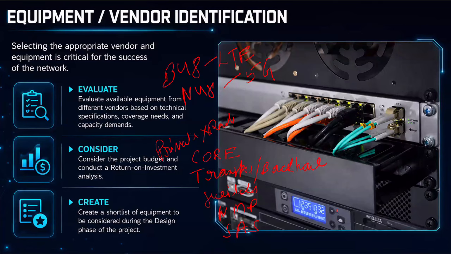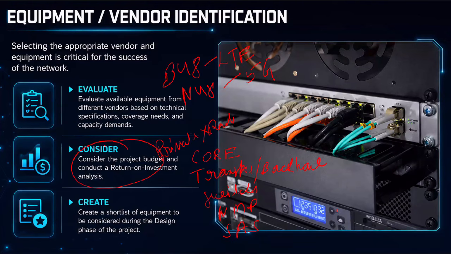So the customer may be using smartphones, tablets, scanners. So we have to take care of all these things because device compatibility is also very important in case of private network design. Then of course, we need to consider the project budget and the ROI.